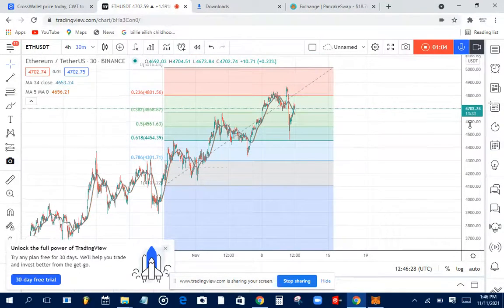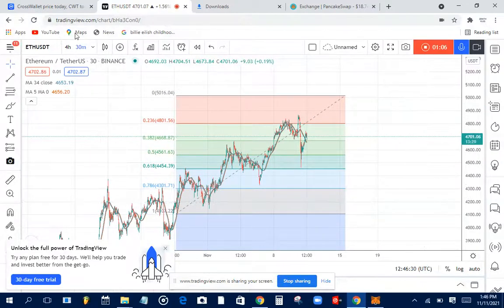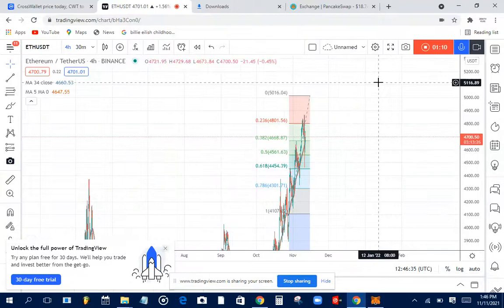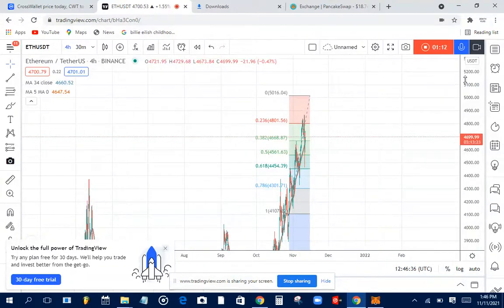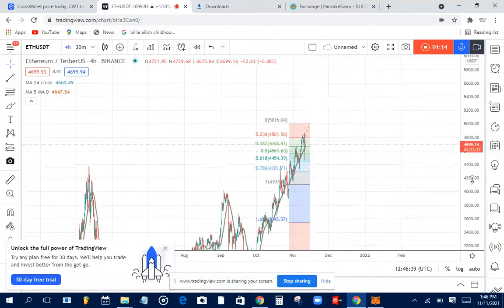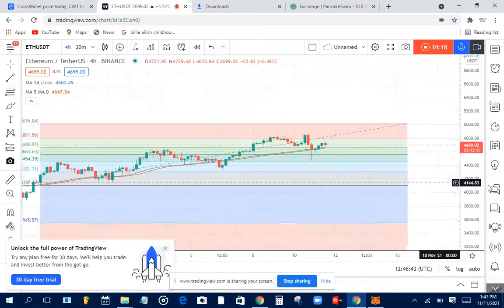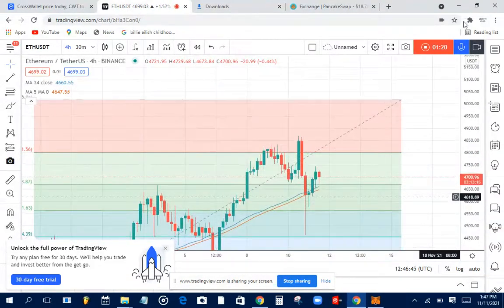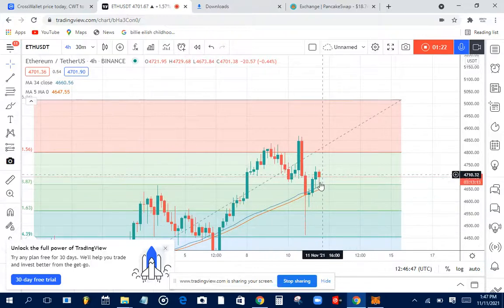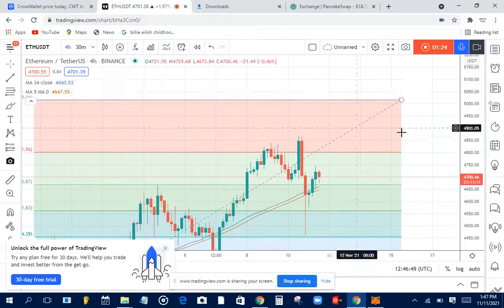So this is Ethereum USDT, and this is on a 30-minute time frame. So one thing you need to understand is time frame. All right. So this is a 4-hour time frame, meaning every candle you see on this chart takes 4 hours to form. I'm going to be showing you guys more about candles, but it takes this candle 4 hours to form.